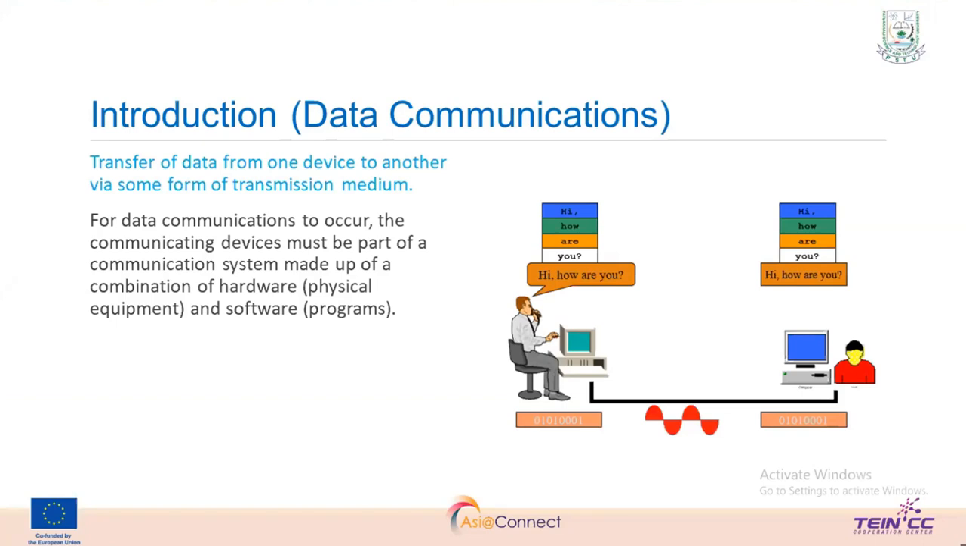That means the data communication task is arranged by some physical and some logical equipment. Physical equipment is like different computing devices connected to the network, and different software logically processes the computations. As you can see in the figure here, a person wants to send a message to another person via a transmission line. "Hi, how are you?" This is the message transmitted from the first person to the second person. They encode this information into the computer and send it to the second person via transmitting signals.